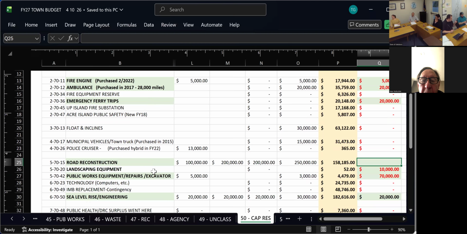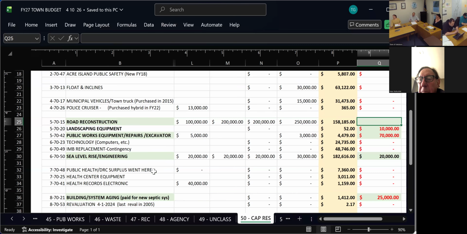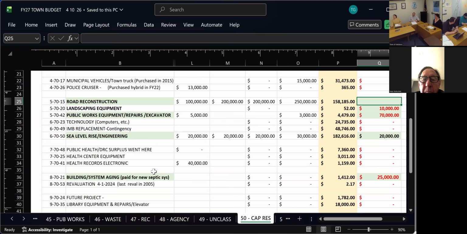Oh, okay, I see what you're saying. The idea is we're not putting anything more in capital reserves, using what's in there and the budgeted funds. Okay, awesome. Thank you for helping with that. I was trying to put that back together myself.